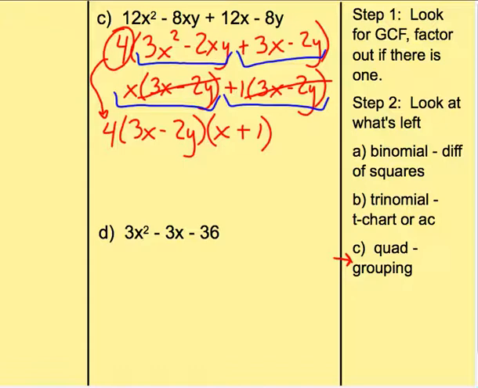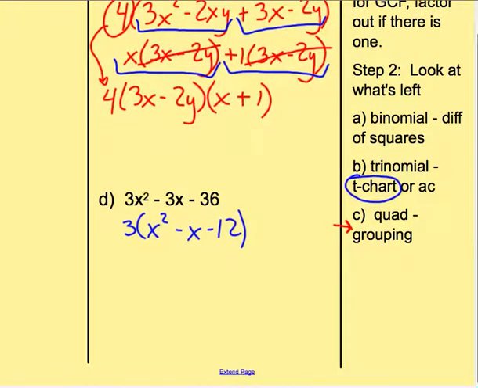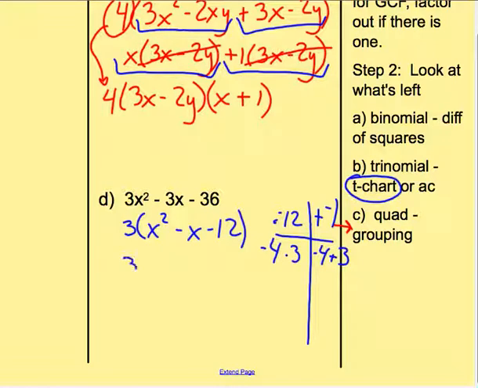Last example, sorry this video is running a little long. Look for a GCF. We have a common factor of 3, so I'm going to divide that out of each term. And what's left, I have a trinomial. This time the lead coefficient is 1, so I use the T-chart method. What multiplies to negative 12 and adds to negative 1, the coefficient of our B term? We're going to get negative 4 times 3. And this is the one where you get to just throw those numbers in the binomial. So we get x minus 4, x plus 3.